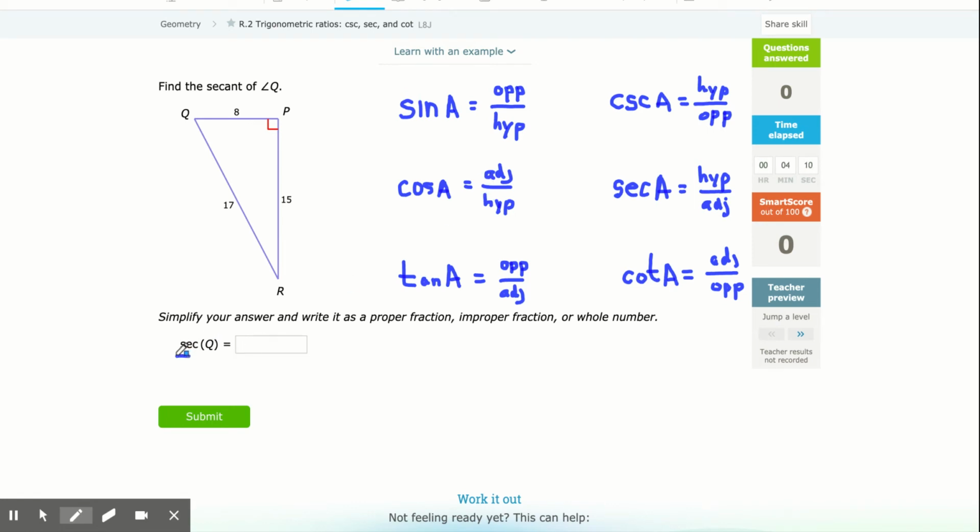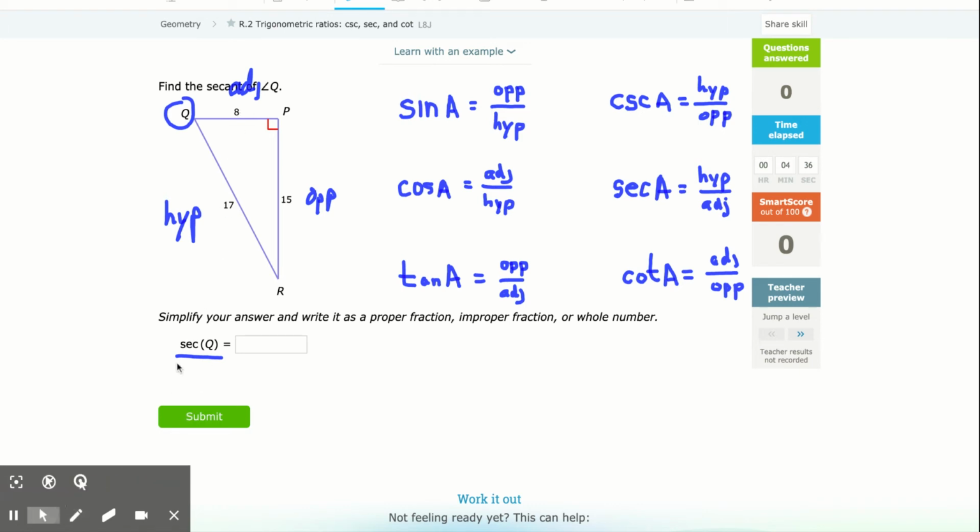And now as we go to do this, secant of Q, I'm going to find Q. I'm going to identify the hypotenuse. I'm going to identify the adjacent side. And I'm going to identify the opposite side with respect to that angle Q. And now it's asking for which trig function? The secant, that's the second one here. So it's hypotenuse over adjacent. Hypotenuse over adjacent. It's 17/8. So that's what I would type in.